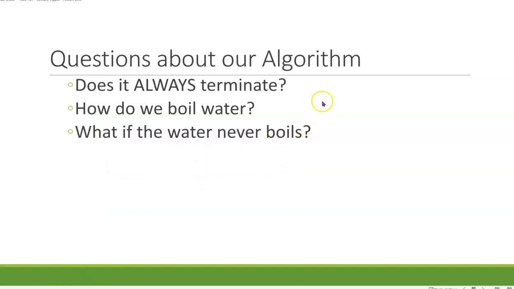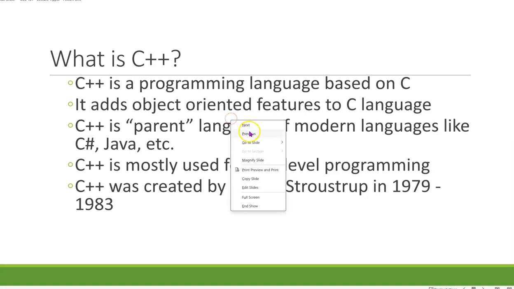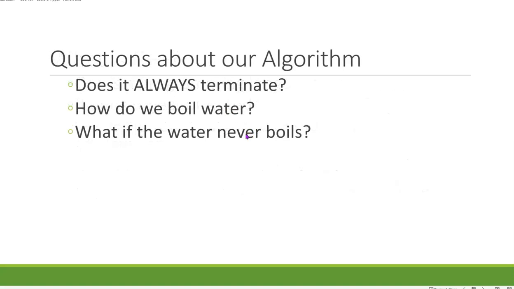So, let's test our algorithm. Does it always terminate? How do we boil water? What happens if the water never boils? If that happens, the algorithm doesn't terminate. So our algorithm isn't a perfect algorithm.